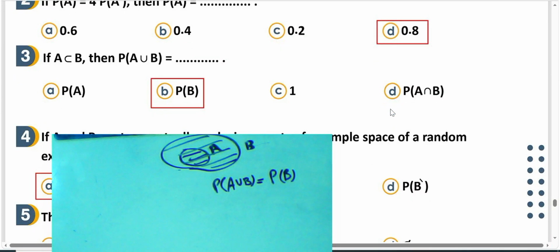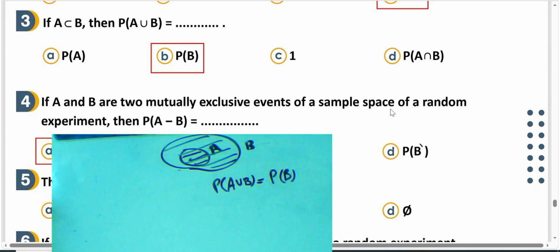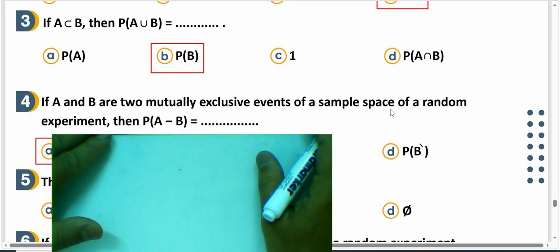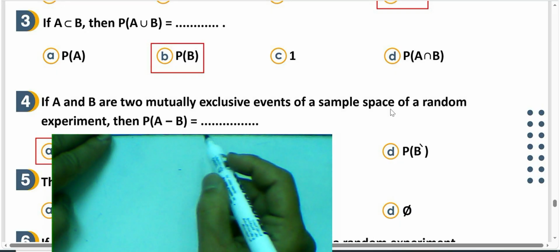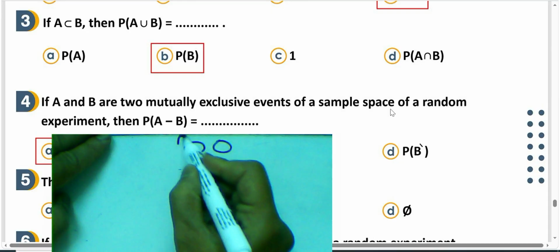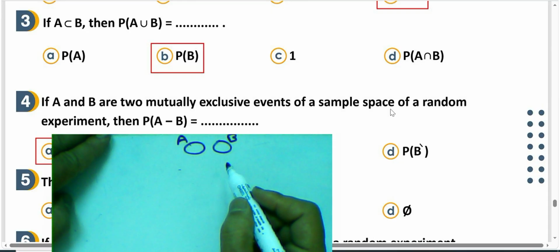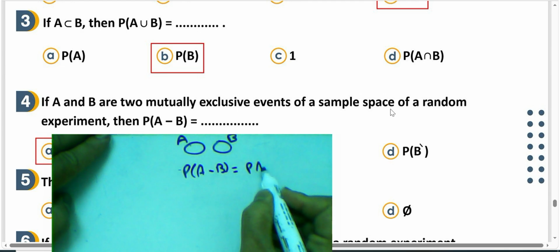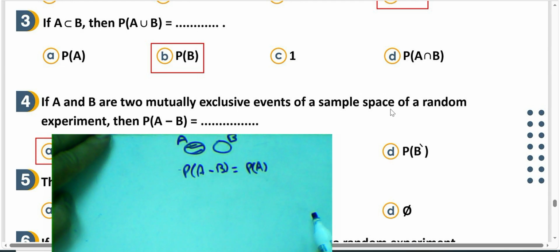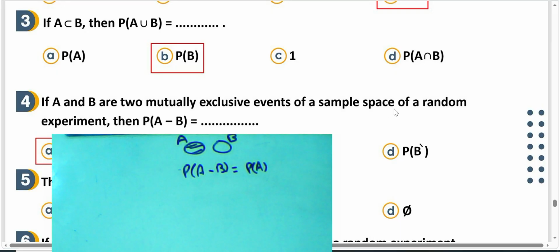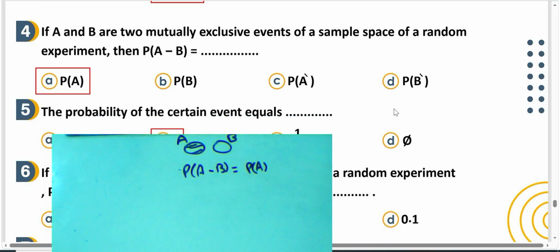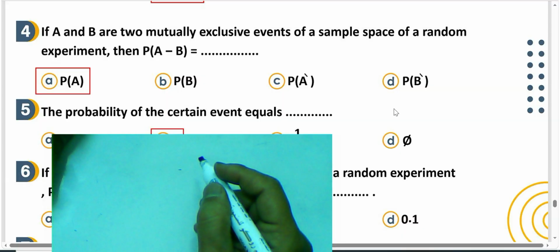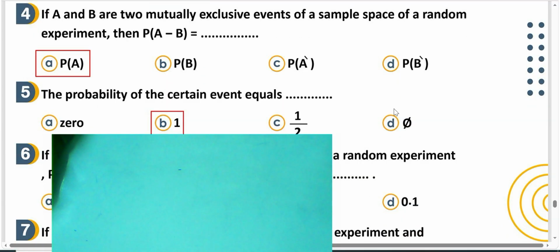Okay, next question. If A and B are two mutually exclusive events of the sample space in a random experiment, meaning A and B are disjoint, then probability of A difference B will be probability of A, because they are disjoint, and the intersection between them equals the null set. The result will be probability of A. The probability of a certain event will be 1. Okay, certain will be 1.